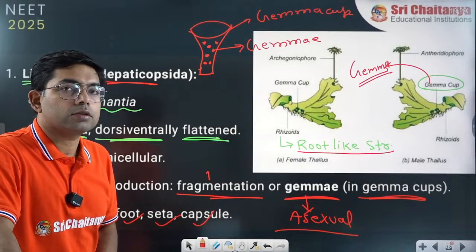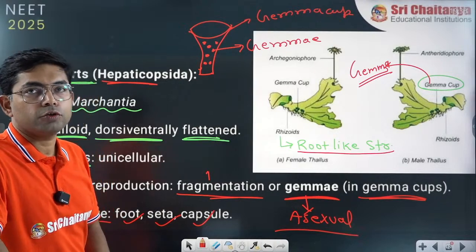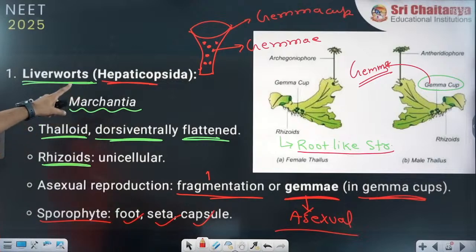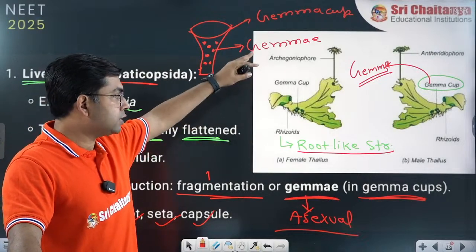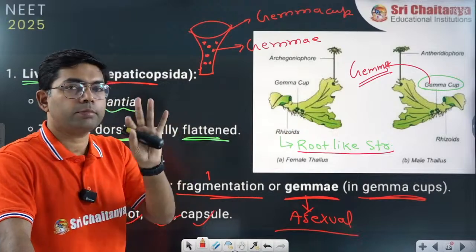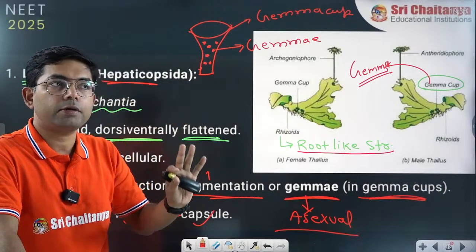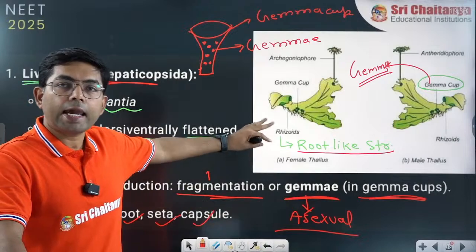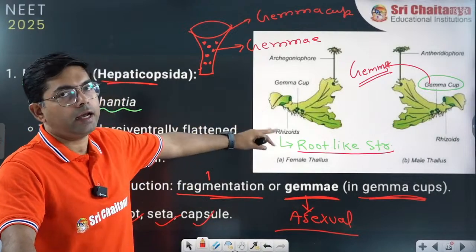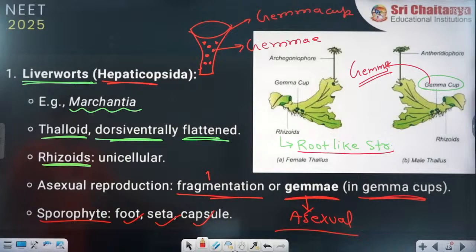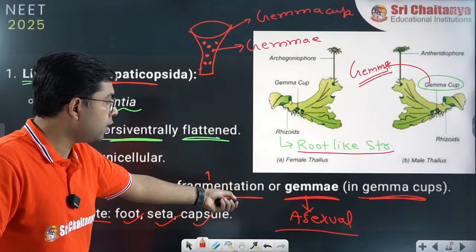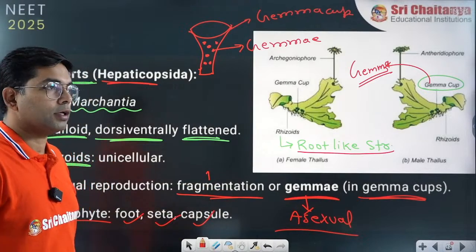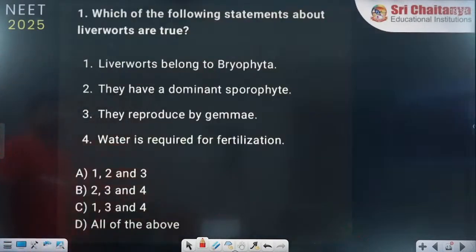If a question is asked, Marchantia is an example of, you will say liverworts. Here they have a root-like structure called rhizoid. They can have separate male thallus and female thallus. Remember, not all liverworts have separate male and female thallus, but Marchantia has separate male thallus and female thallus. Then they form gemma cups, which have gemma inside, which will help in asexual reproduction.